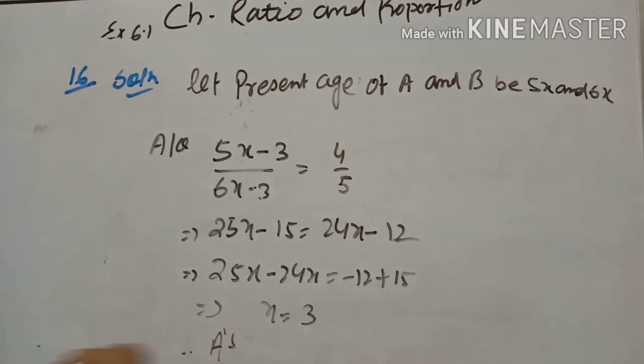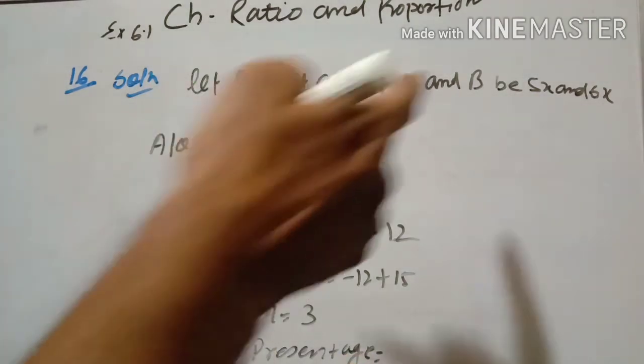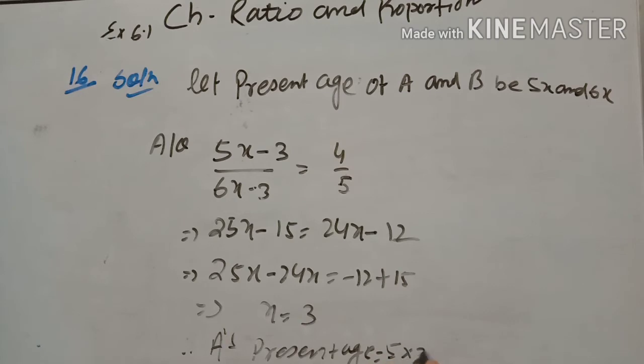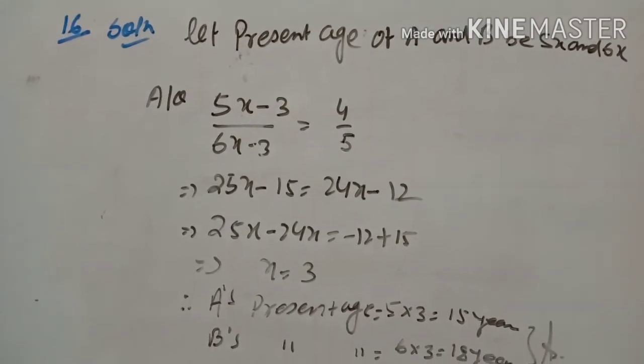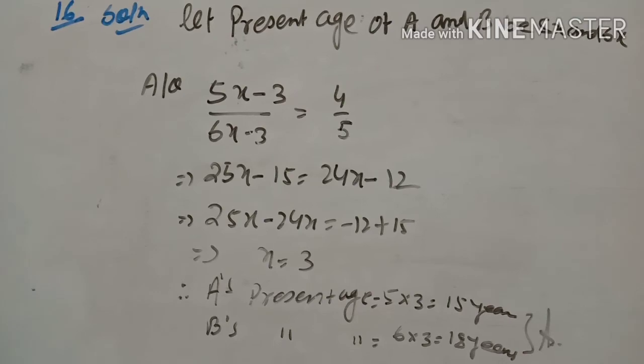Therefore A's present age equal to 5 into 3, equal to 15 years, and B's present age equal to 6 into 3, that is 18 years. These are the answers. Write down please.